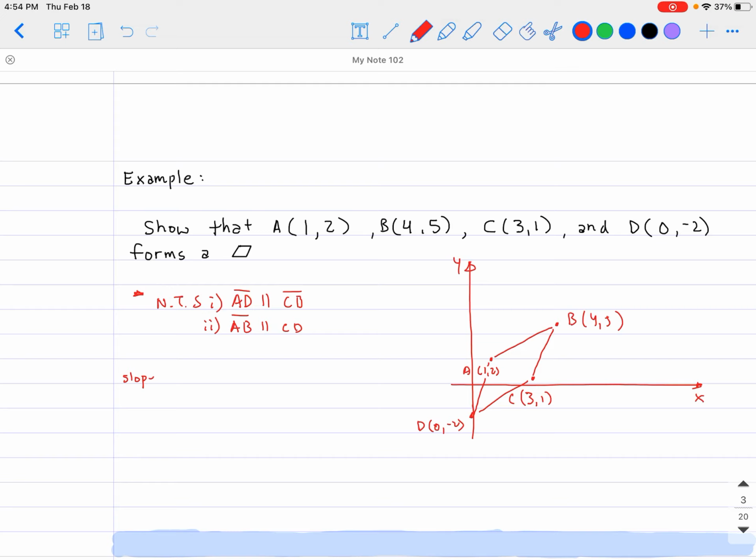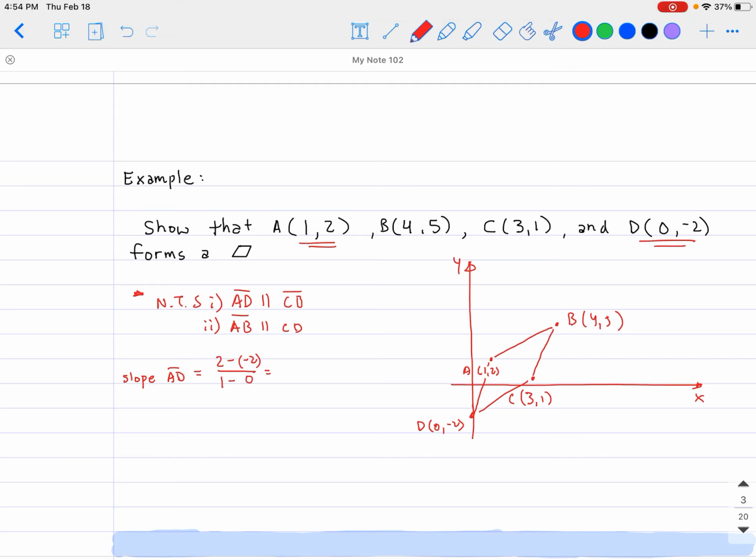Let's find the slope of AD. We're focusing on this point and this point over here. So let's flip it around and do from A to D this time. So 2 minus negative 2, divided by 1 minus 0.